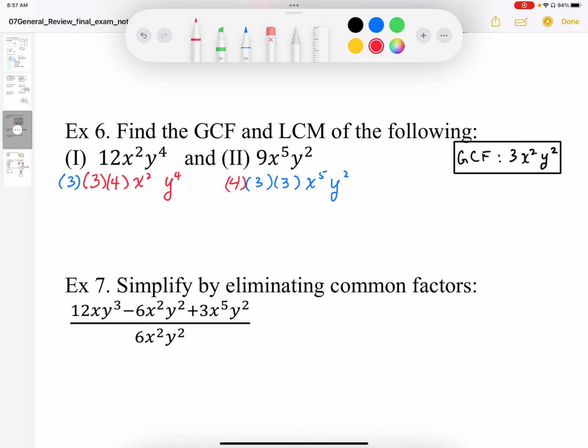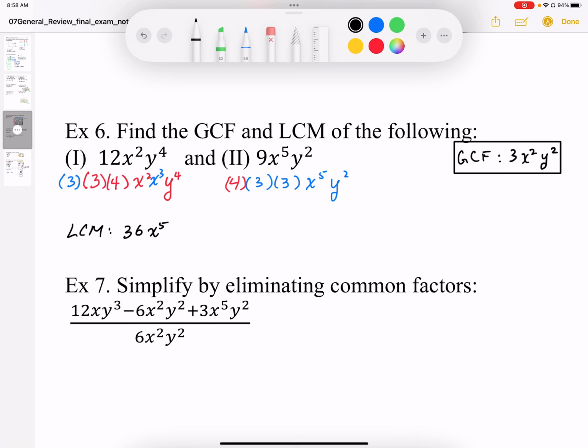When we look at the x's, the red has 2 x's, the blue has 5. The red says it wants 3 more, so that has the same. So we have x cubed. Okay, so one way we can think of that for the variables is the biggest power is then going to be the power on the x for the lowest common multiple or the lowest common denominator. So at this point, my lowest common multiple is going to be 36x to the power 5.